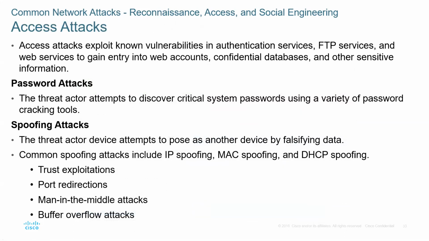So attacks here within the access category, these are known as vulnerabilities to authenticate you against services, for example, FTP services or web services, and then gain entry into those accounts, confidential databases, and other sensitive information. Password attacks are going to be used to discover critical system passwords. And spoofing, as we mentioned before, is when you're looking to mimic another IP address or MAC address, or maybe doing DHCP spoofing. The idea is that they are trusted exploitations. We could do port redirections, man-in-the-middle attacks, and buffer overflows.